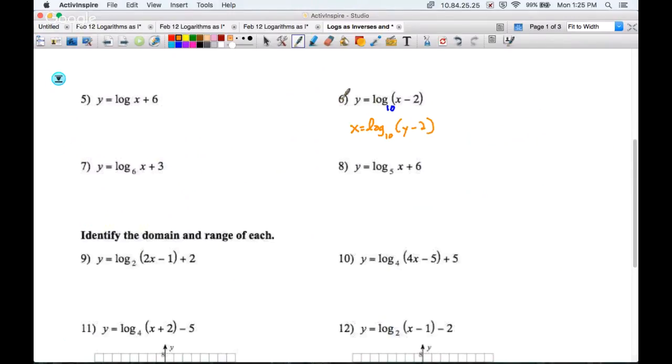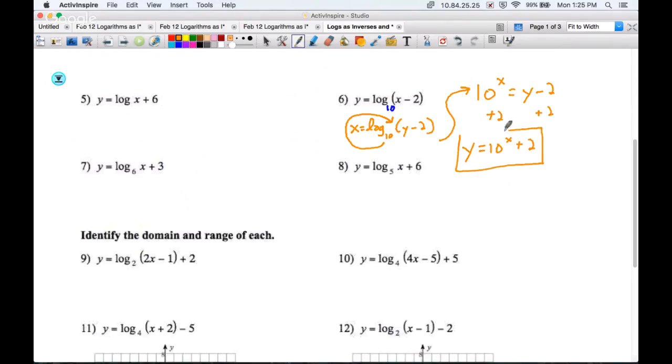There's no operations outside of this logarithm, so our next step is to do the rearrangement. Base of the logarithm becomes the base of the exponent, so 10. We could do a swoop here to help us remember the order. 10 to the power of x now equals y minus 2. Add 2 to both sides, and I've got y equals 10 to the x plus 2. That is for number 6.